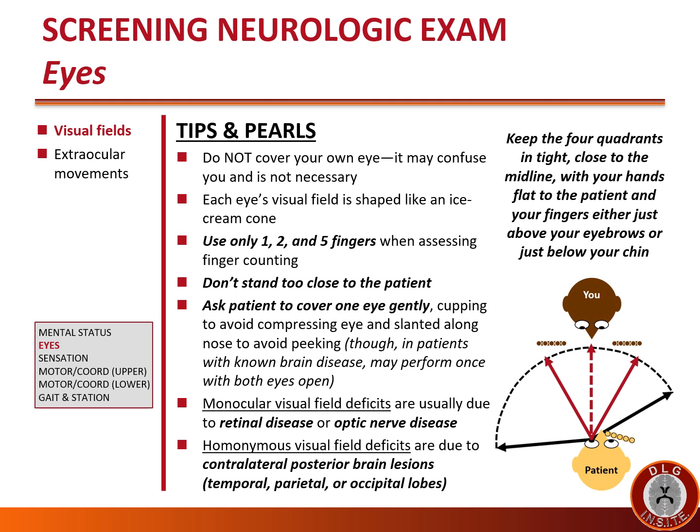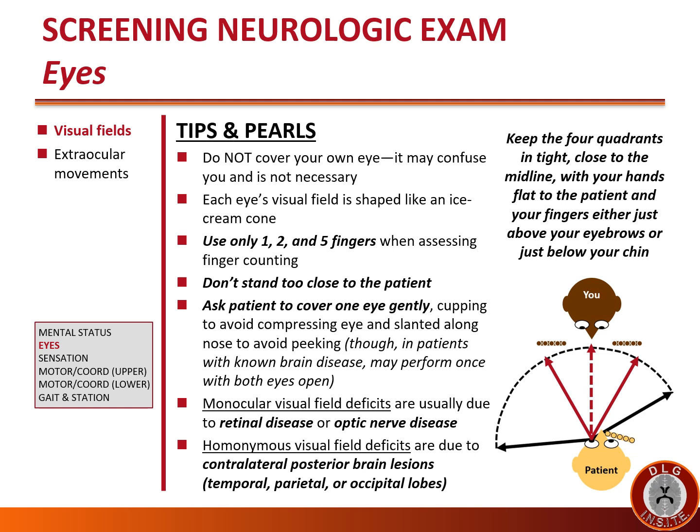Tips and pearls for eyes, visual fields. First of all, do not cover your own eye when performing visual field testing. It may confuse you and it is not necessary. Also, realize that each eye's visual field is shaped like an ice cream cone. Looking at the cartoon on this page, keep the 4 quadrants in tight, close to the midline at the top of the ice cream cone, with your hands flat to the patient and your fingers either just above your eyebrows or just below your chin.